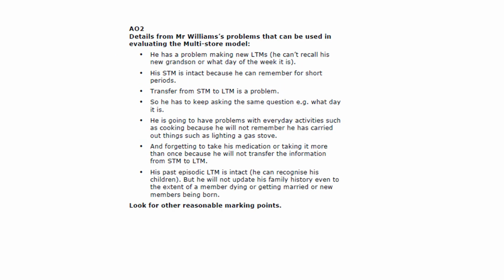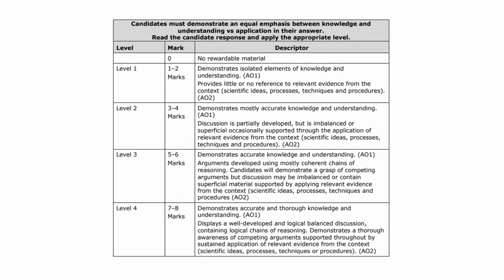So this is the AO2 bits, and this is really misleading because there's no indication here that you need to give another viewpoint or another explanation for what's happening in Mr. Williams' memory. That means that if you were to do everything that was in the AO1s and everything that was in the AO2s, it's very likely you're only going to score 4 marks, and I'll show you why on the next bit. So here are the bandings for discuss questions.